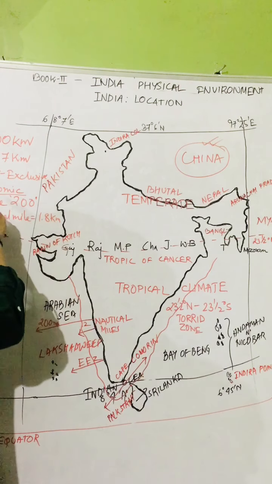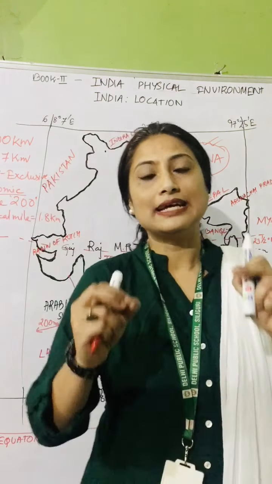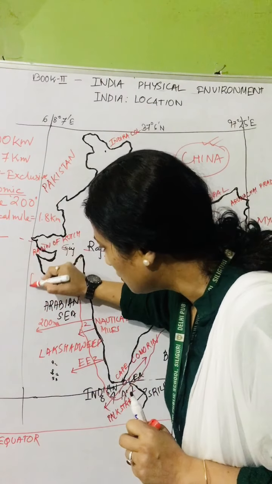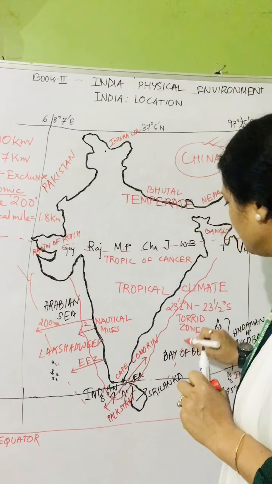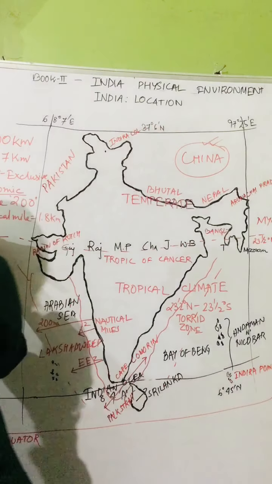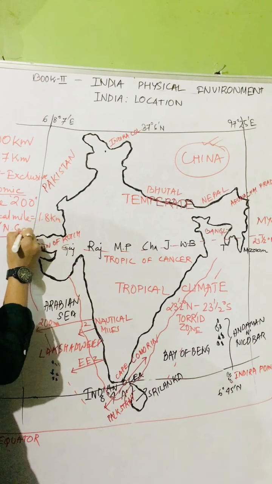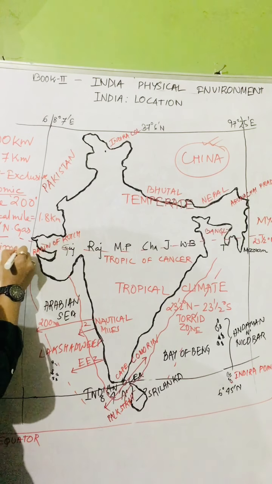Now what does EEZ mean? Exclusive economic zone means that the state has jurisdiction or control over all the resources which are available within this zone, that is the 200 nautical miles. So what are the resources? It can be oil exploration, natural gas, fishing, or minerals.